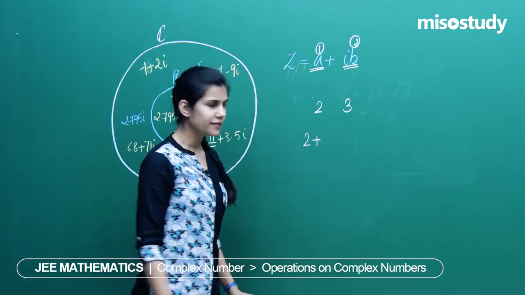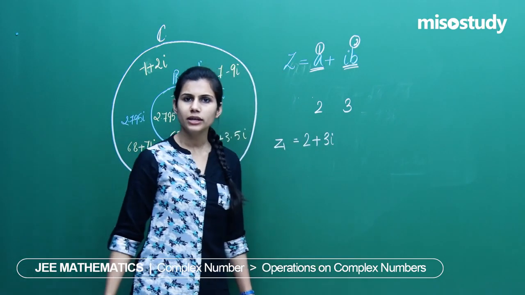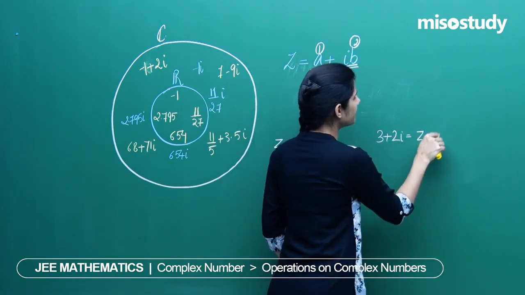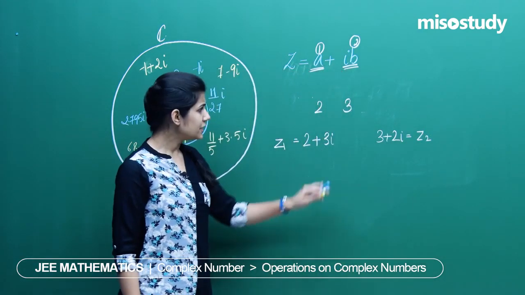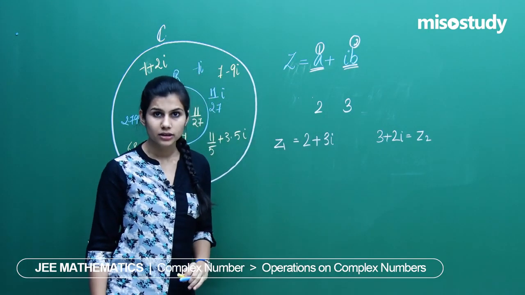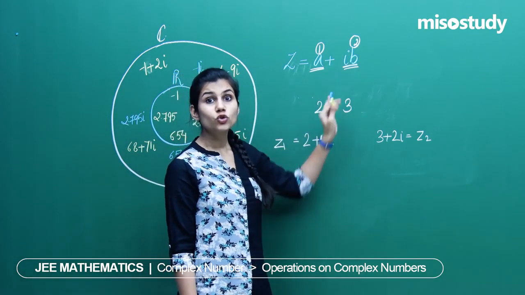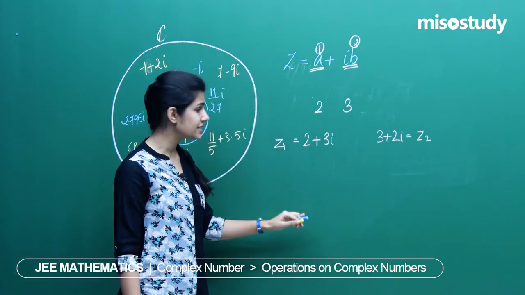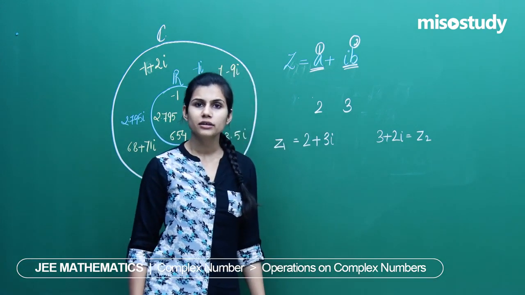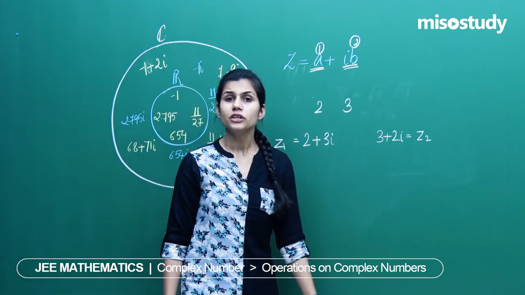I can make 2 sit like this and 3 adjoin with iota to give me the complex number, say z1, or I can say 3 plus 2 iota to give me the complex number z2. That means with the help of two real numbers, I cannot construct a unique complex number. Because z1 is made up of 2 and 3, z2 is also made up of 2 and 3, right? So z1 and z2 are both made up of 2 and 3.